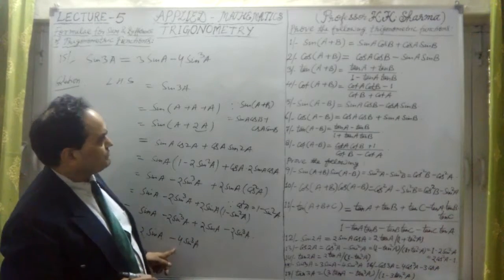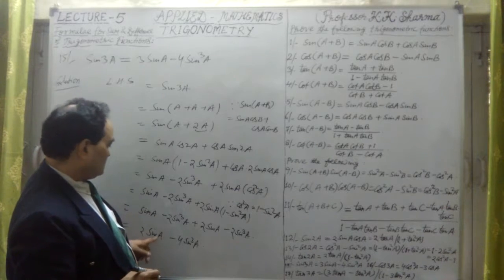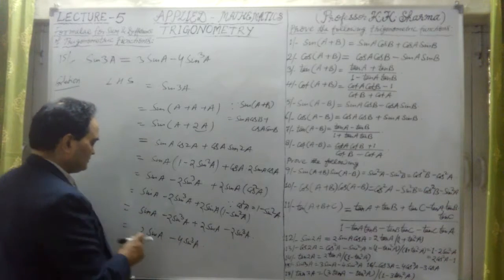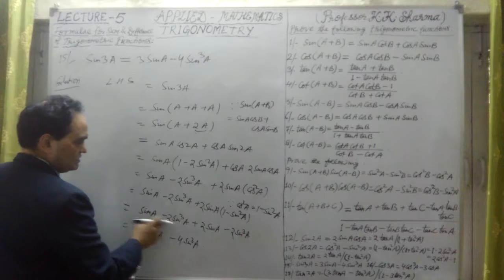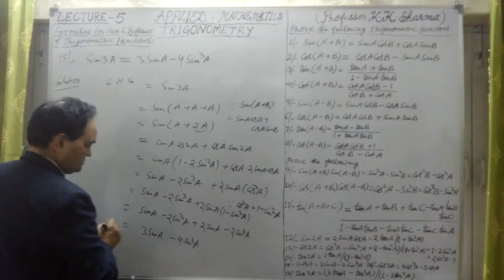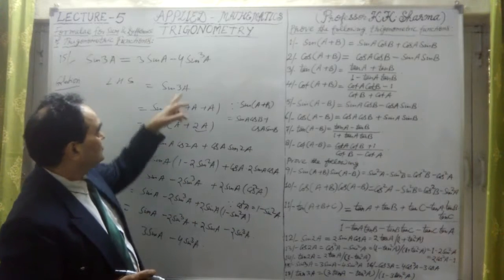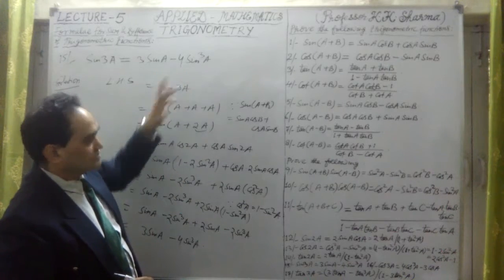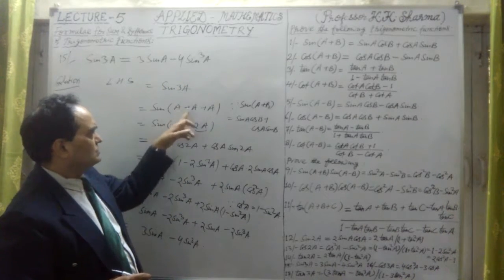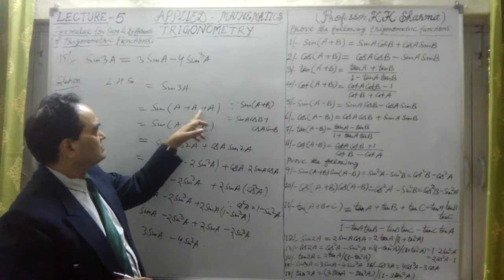Okay, so sorry, this sin A plus 2 sin A is 3 sin A, I'm sorry. This is 3 sin A minus 4 sin cube A, the same formula is obtained. 3 sin A minus 4 sin cube A. So this is the process here, A plus A plus A.